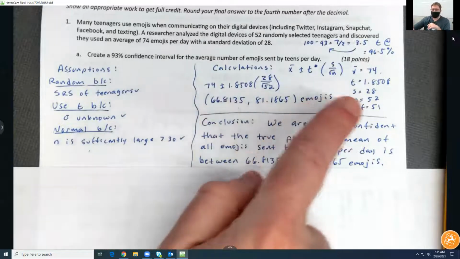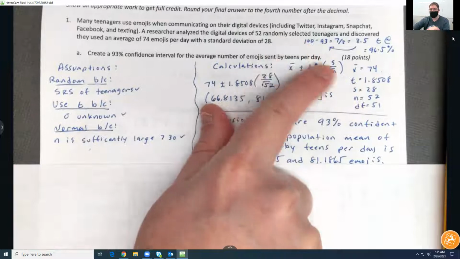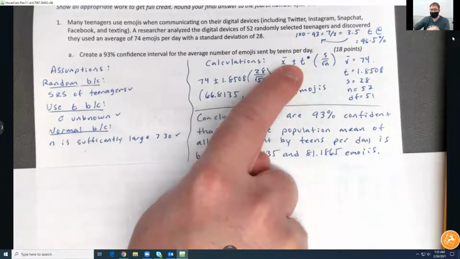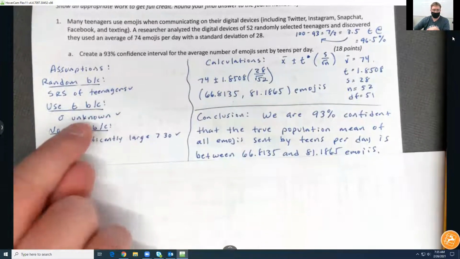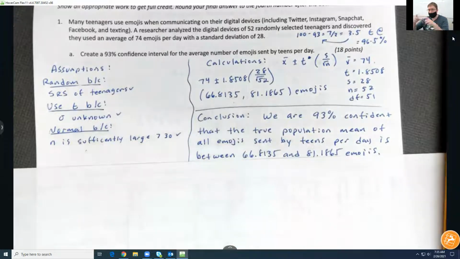All right, there's my calculations. Again, I write all my stuff over here just because I don't like to look it back up in the word problem. I hate reading over and over again. So once I find it, I write it. I can plug everything into this formula. Again, I'm using T because I don't know the population standard deviation. There's my 2 numbers. And then my sentence comes from the bottom of that little cheat sheet that you guys just picked up. It has it right there, word for word. So we are 93% confident the true population average is between 66.8 and 81.1 emojis.